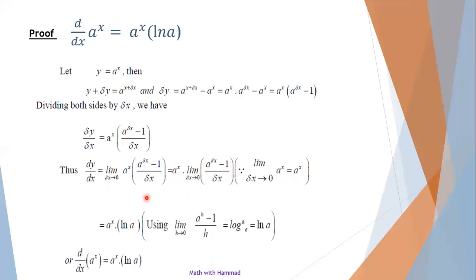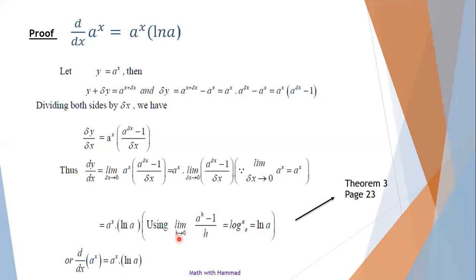Now, a raised to power x natural log of a. Using limit h approaches to 0, a raised to power h minus 1 over h is equal to log of a to base e, that is equal to natural log of a. So a raised to power x as it is, and this term is equal to natural log of a, and that is reference of theorem number 3, page number 23, chapter number 1.